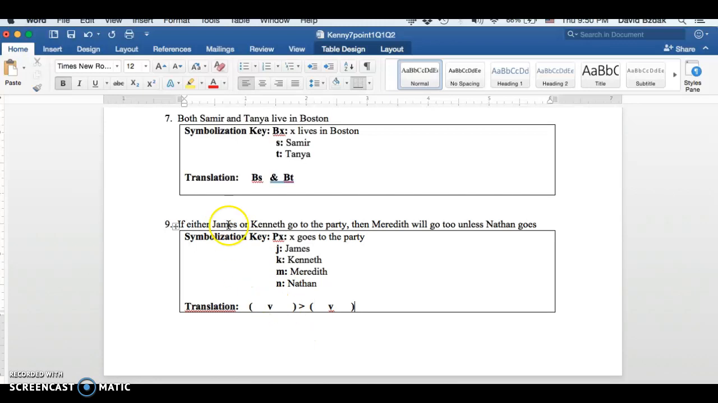Okay, so now we can fill in our sentences. Either James goes to the party, so P is the predicate for goes to the party, and J is for James. So either James goes to the party or Kenneth goes to the party. Again, P for goes to the party, K for Kenneth. So that's our antecedent. Consequent, Meredith will go unless Nathan goes. So again, we're still talking about going to the party. So uppercase P, lowercase m for Meredith. Unless, again, is the disjunction, Nathan goes. So Nathan goes to the party again.